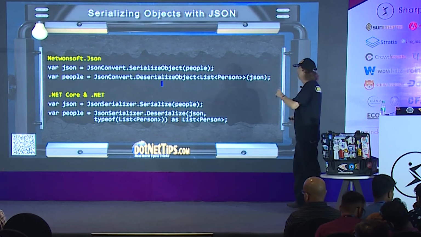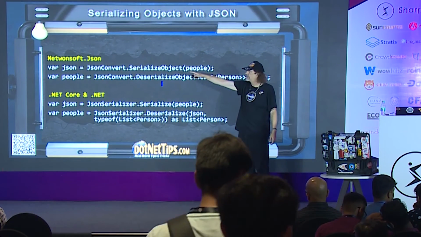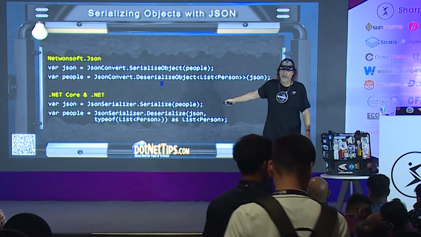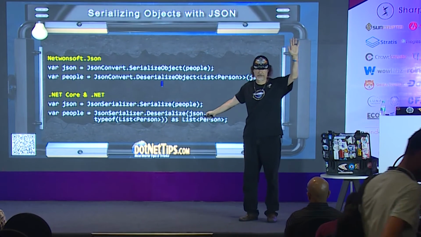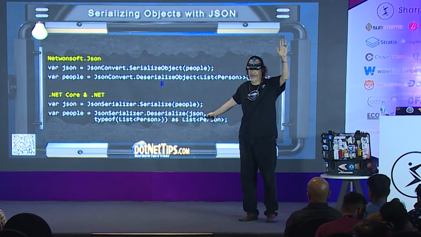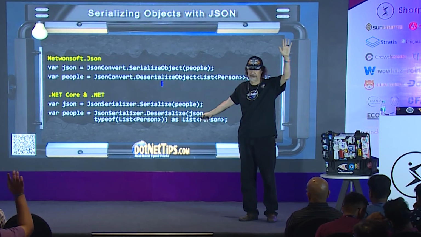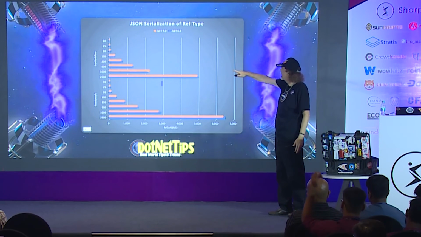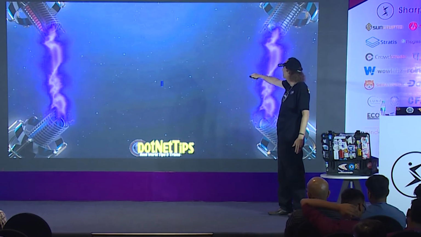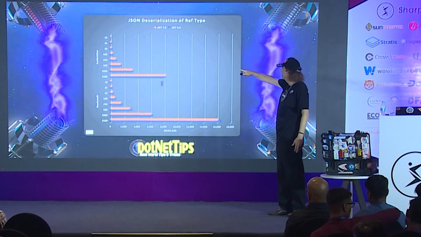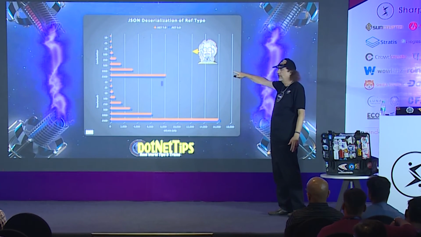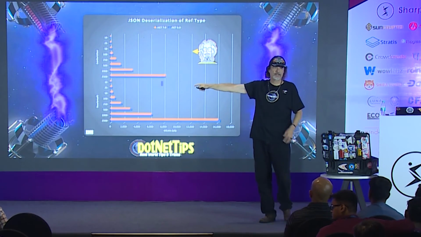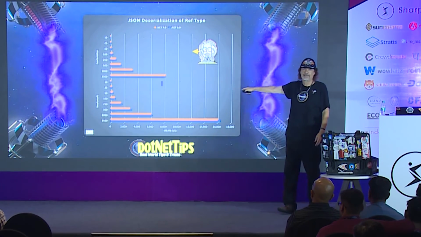Serializing objects. Forever, we've been using Newtonsoft JSON. .NET Core now has a JSON serializer in it. Who thinks Newtonsoft is fastest? Nobody? Who thinks the .NET Core one is fastest? Yep. When serializing, the .NET Core JSON serializer is faster. And for deserializing, it's fastest too. So if you're using Newtonsoft JSON, I would start switching, because .NET is actually faster now.